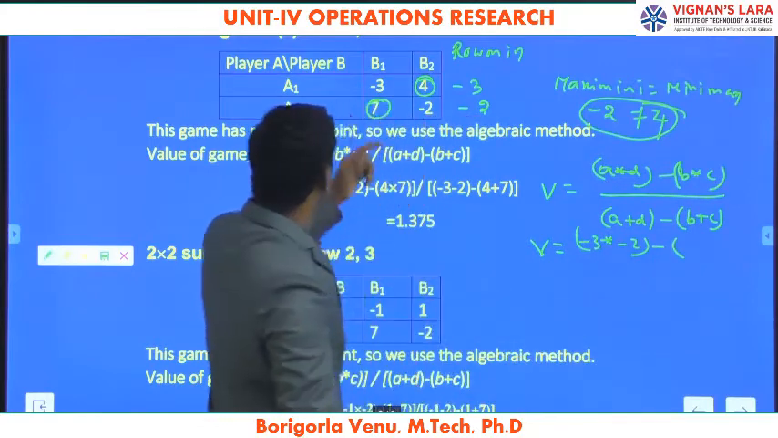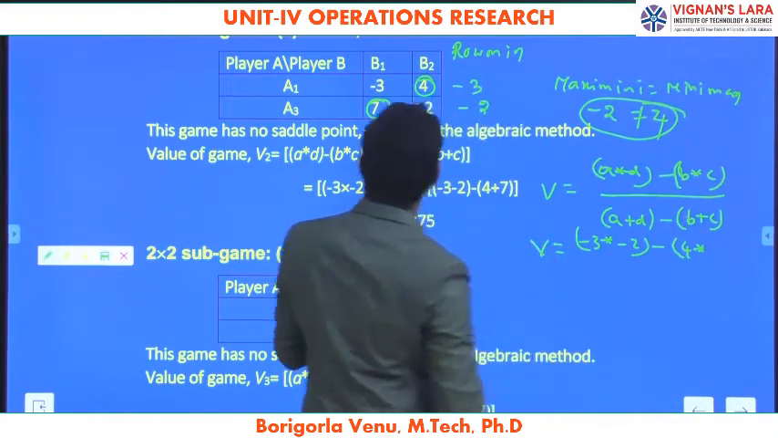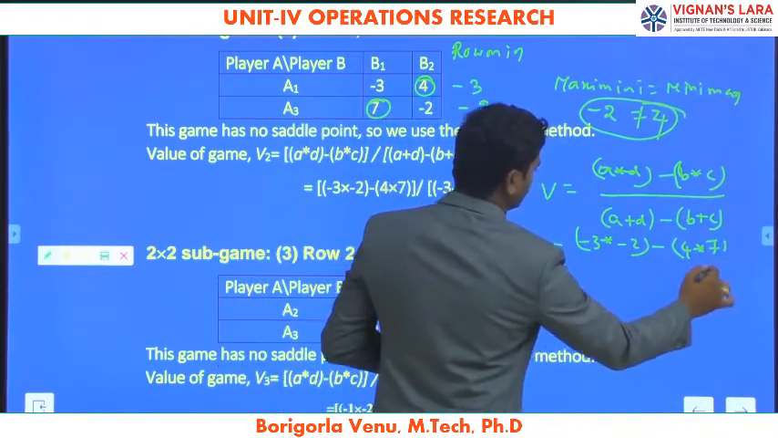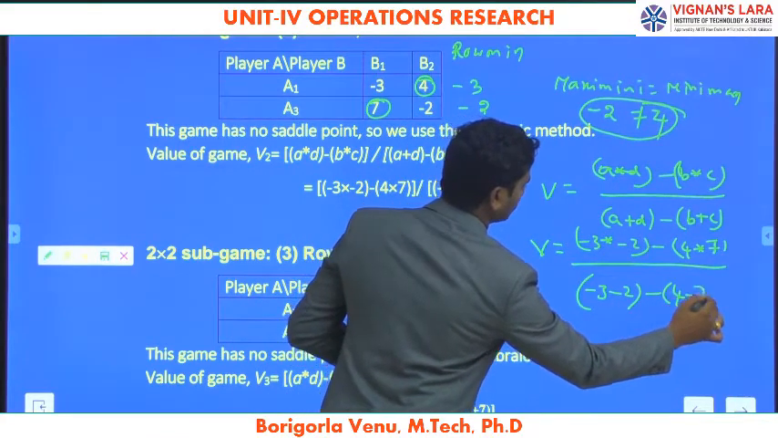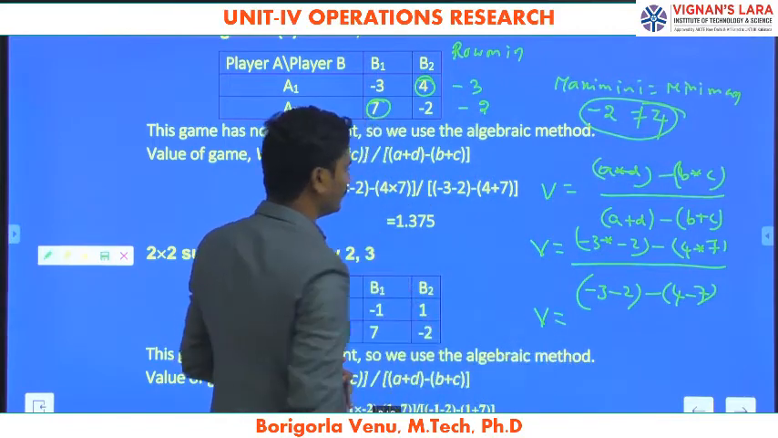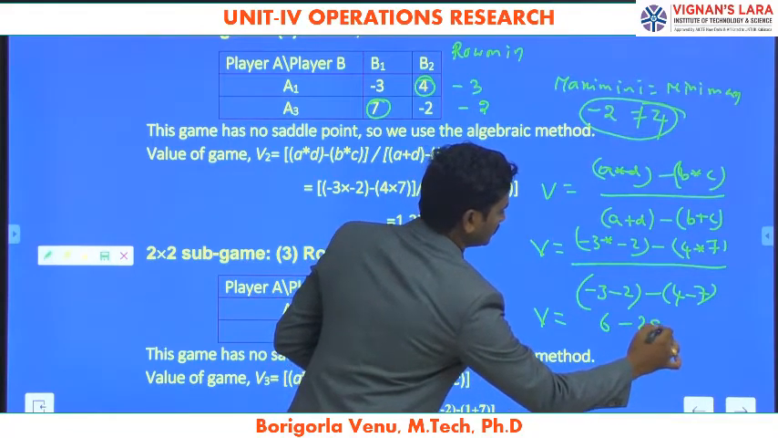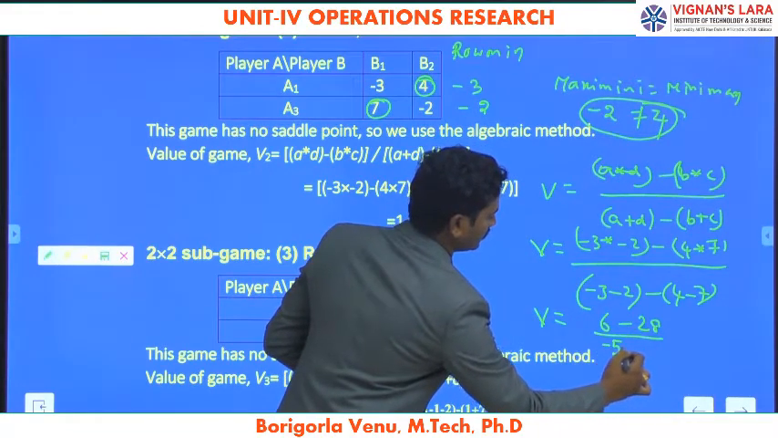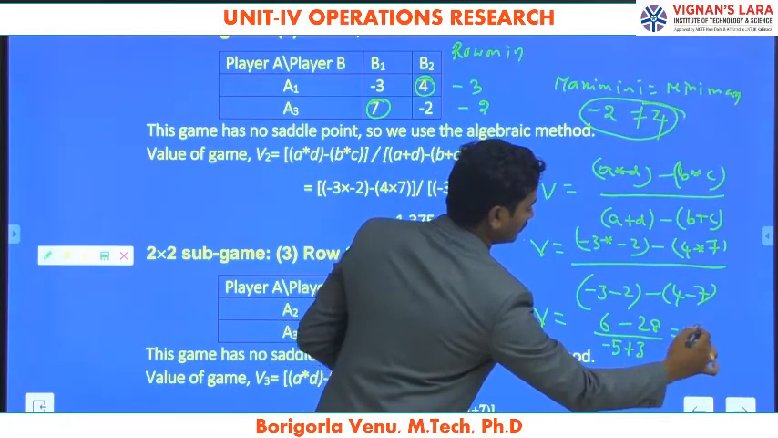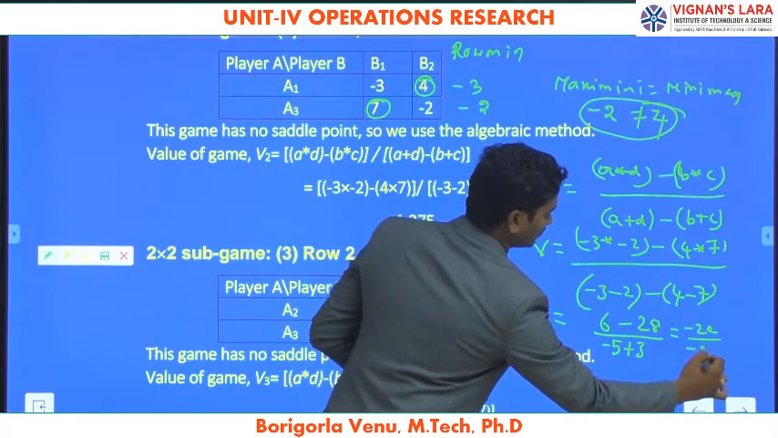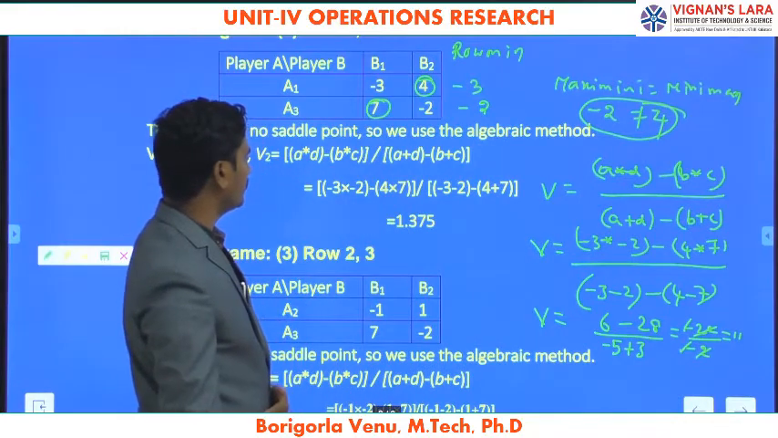What is the b value? Here b is 4, and c is 7. So, minus 3 into minus 2, minus 4 into 7, divided by minus 3 minus 2 minus of 4 plus 7. From this we get 6 minus 28 divided by minus 5 minus of 3, which means plus 3, that is minus 22 by minus 2. From this we get 11. The value of the game is 11.